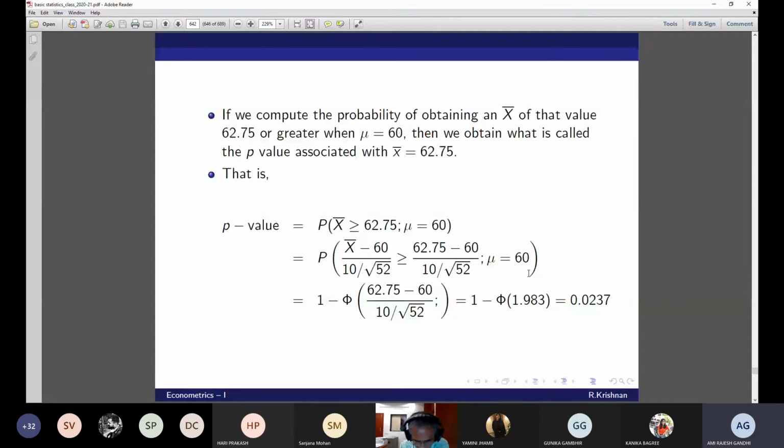Sir, one thing, this 62.75, how do the econometricians or statisticians take these values? This is a sample value, no. See, what point would it take? Like after that they will reject, like x bar greater than or equal to 62.75. This 62.75, how did they take?